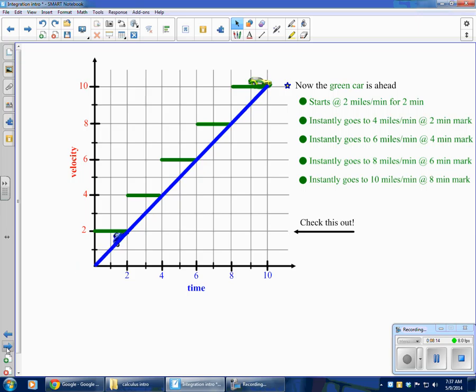The second Zeno's car catches up, the green car, boom, accelerates instantly. Which obviously, again, cannot happen. But we're going with it.